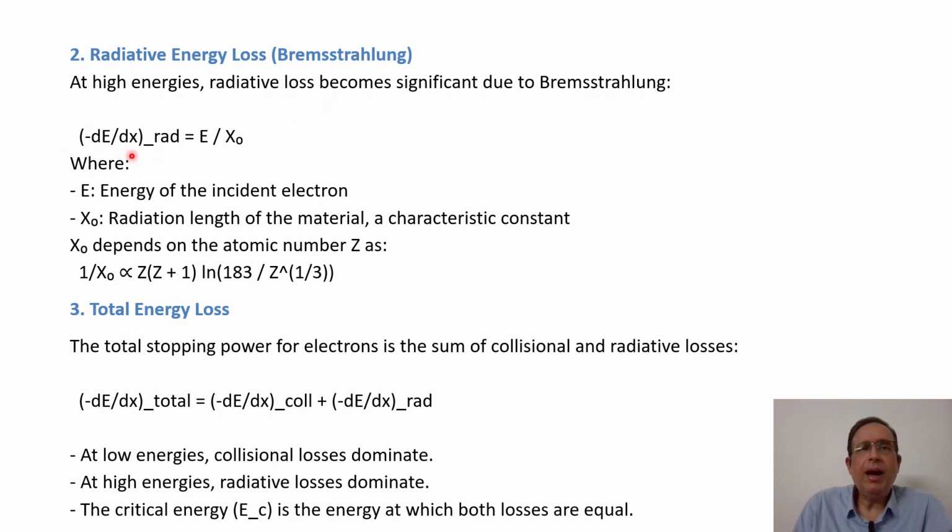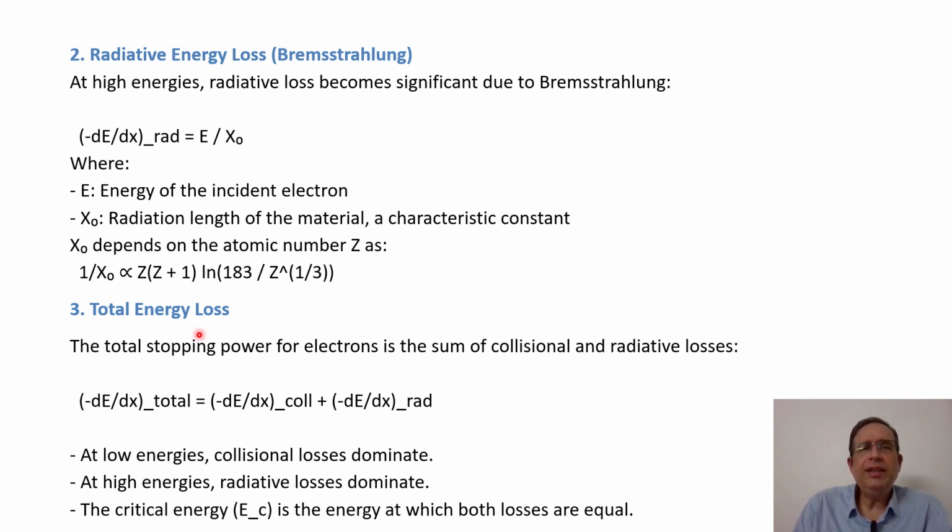So it is given by E by x naught. Simply, E is the energy of the incident electron and x naught is a parameter which is called the radiation length of the material, which is a characteristic constant. So this is a simplified equation for the radiative energy loss. It is just giving a simple expression which tells you what would be the stopping power or the radiation energy loss, and it would be proportional to the energy of the particle.